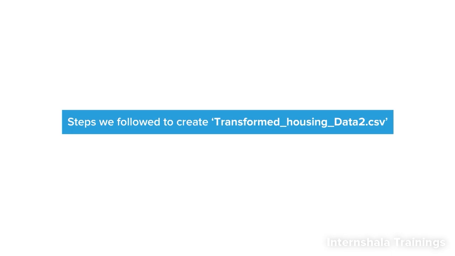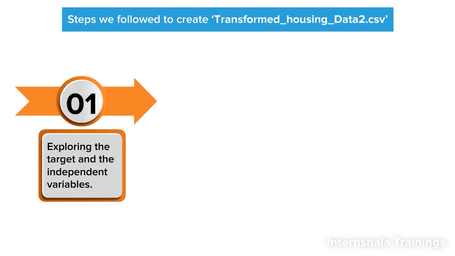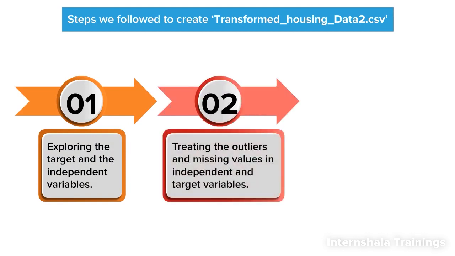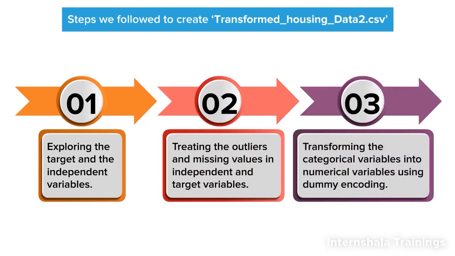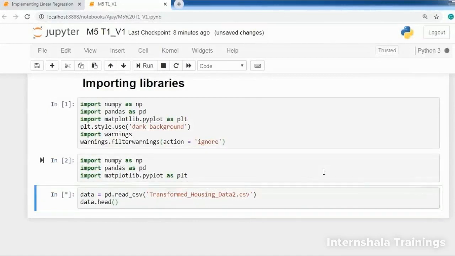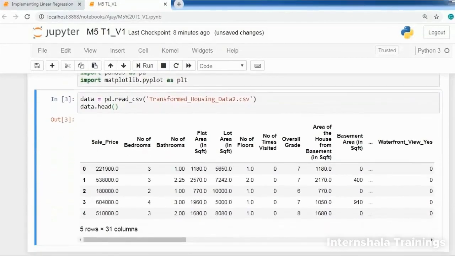transformed_housing_data2.csv was formed after performing the following steps: exploring the target and the independent variables, treating the outliers and missing values in independent and target variables, transforming the categorical variables into numerical variables using dummy encoding. Therefore, the data we are using has already been through the basic preprocessing. So, let's look at the data using data.head function. This is the dataset that we have cleaned, imputed, and transformed using the suitable preprocessing methods which you have seen previously in this training.